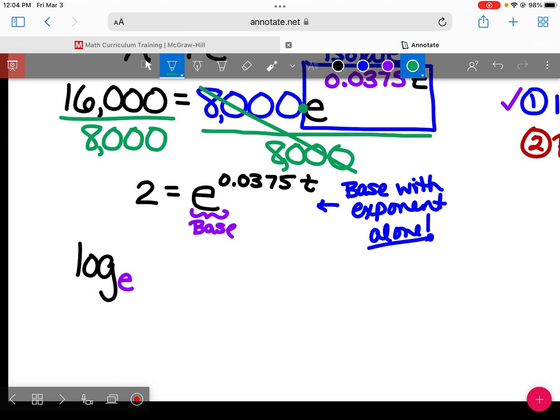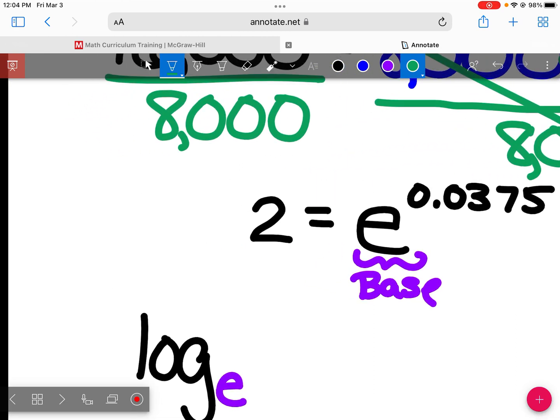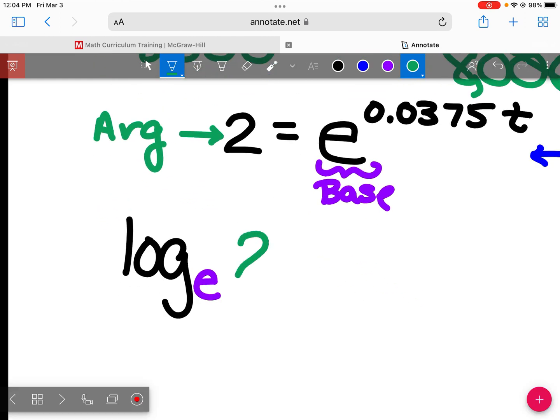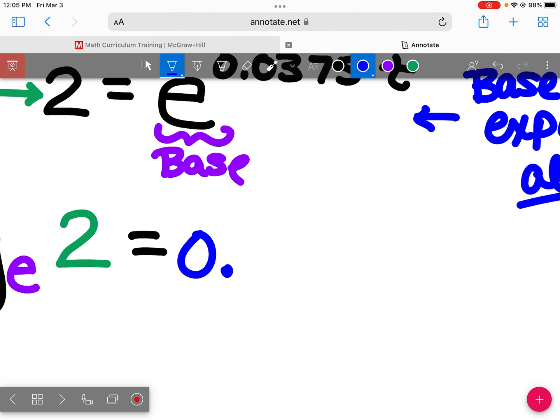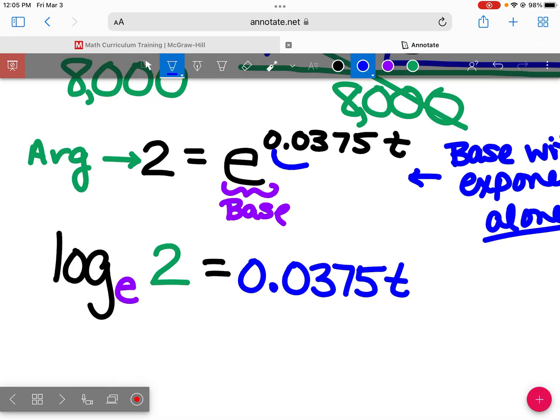The argument. Which piece of this is my argument? The exponent is not the argument. Those are two separate things. Yes. This is my argument. So the 2 comes next. Equals what? 0.0375 t. Here's my exponent.